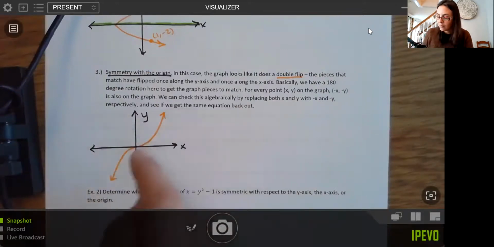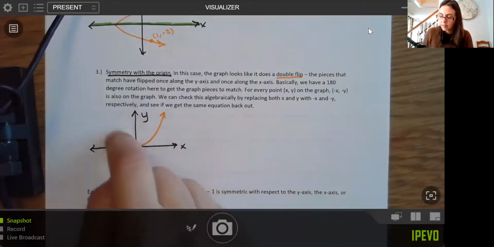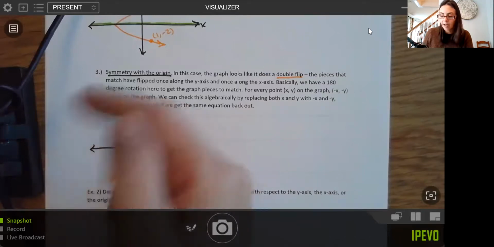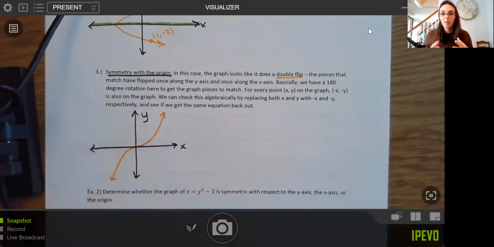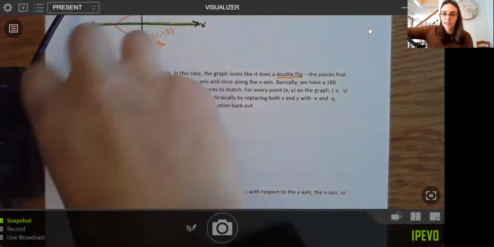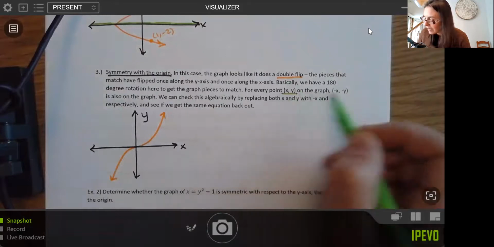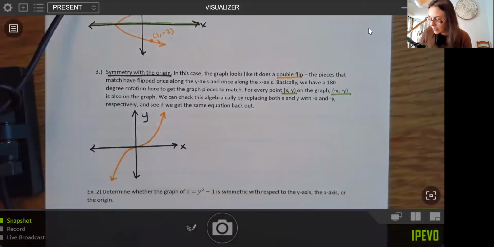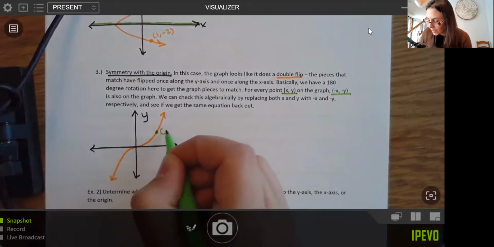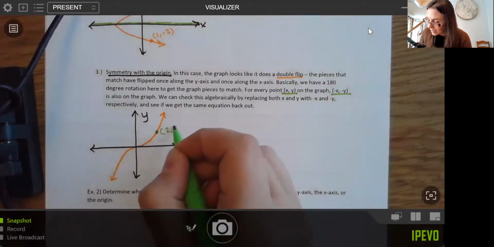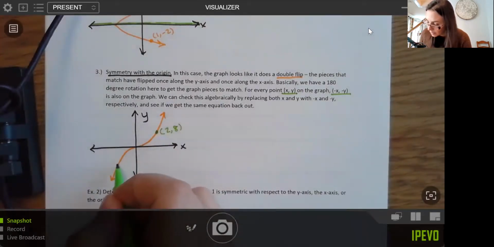So think about it. If I flip this one over the y-axis, it would be like this, and then I would flip it down and it would match this side. So it's almost like a double flip here, or a 180-degree rotation. So kind of twisting this 180 degrees, half a circle all the way around. What you see is that for every point (x, y) on the graph, (-x, -y) is on the graph. So for instance, let's say this was the point (2, 8). I'm just making this up. Then this one down here would be the point (-2, -8).